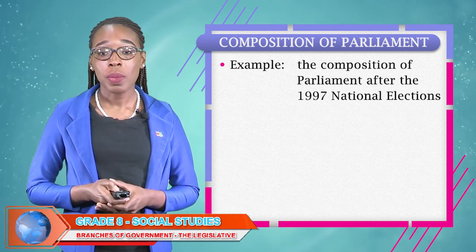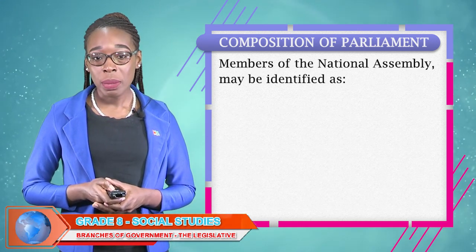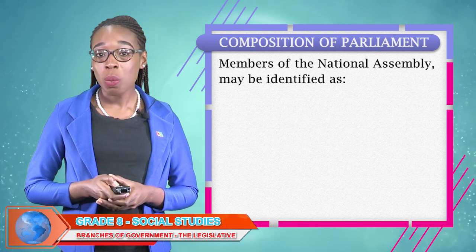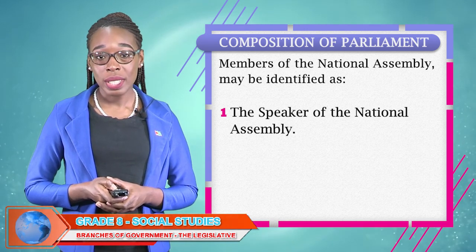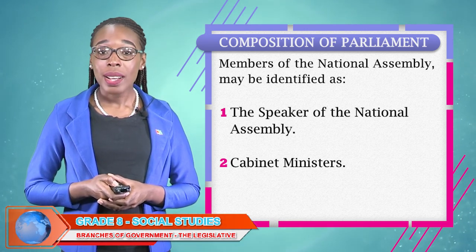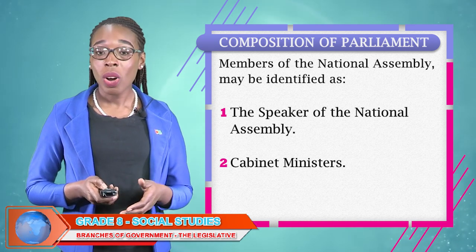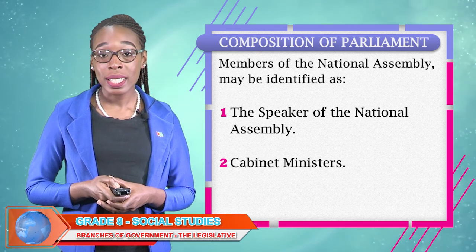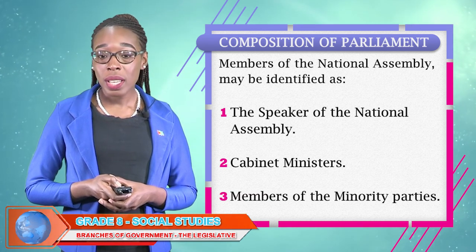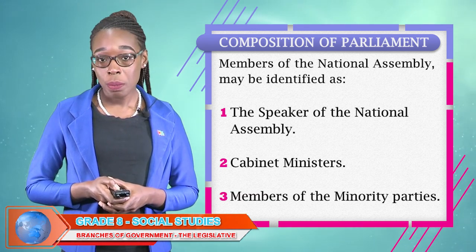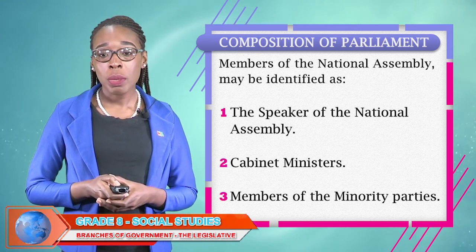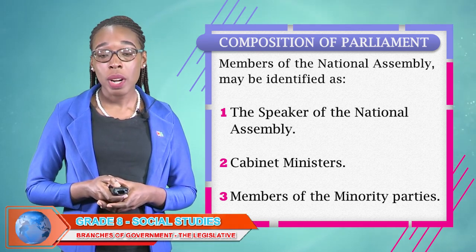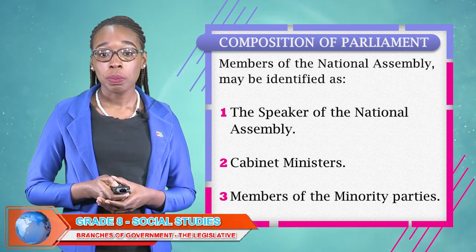Let's move on. The members of the National Assembly may be identified as: 1. The Speaker of the National Assembly, 2. Cabinet members. And you would recall that we mentioned cabinet members in the previous lesson while looking at the executive. And 3. Members of the minority parties. And we also made mention of members of minority parties before.